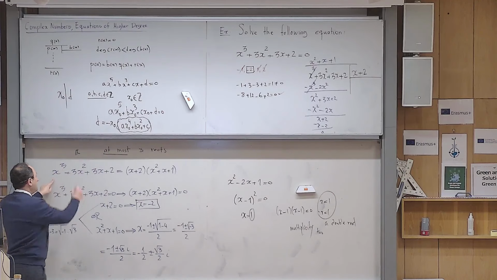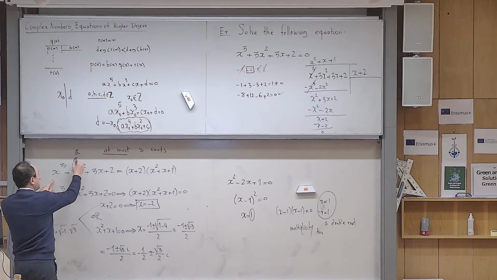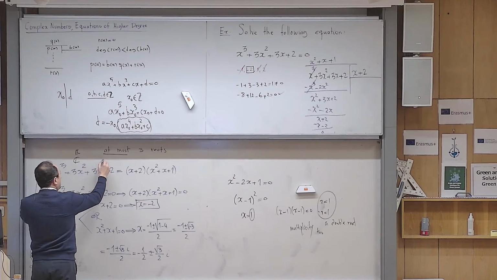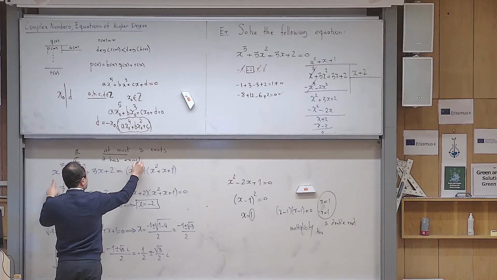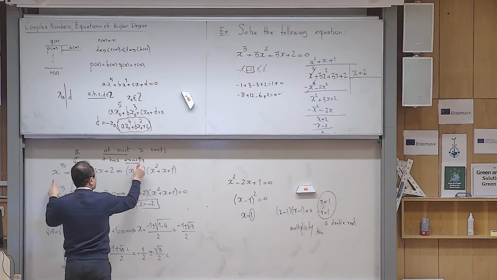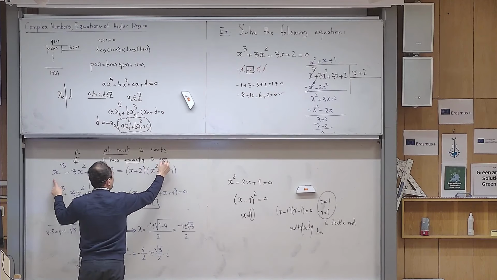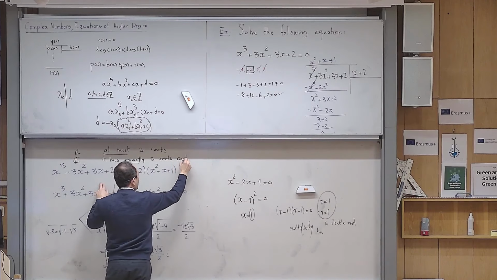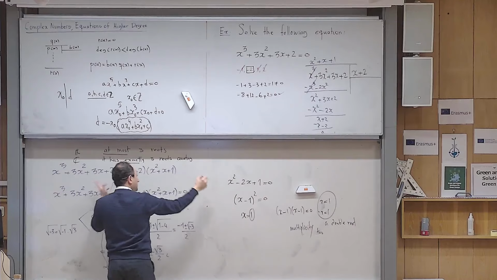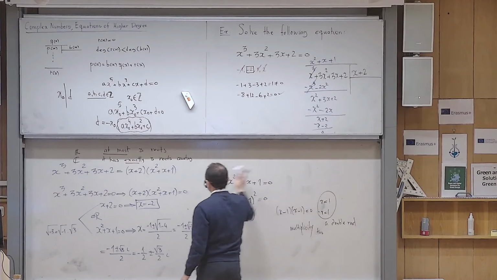But in the realm of complex numbers, it has exactly 3 roots, counting multiplicities as well. Considering multiplicities.